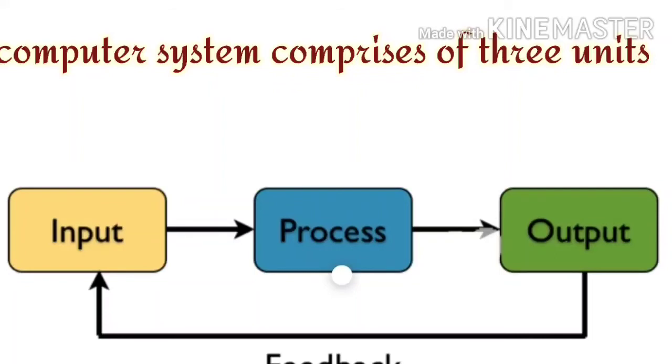Output unit. The output unit consists of the devices that are used to give or display an output, that is, the processed information. Monitor and printers are the most common examples known for the output devices.